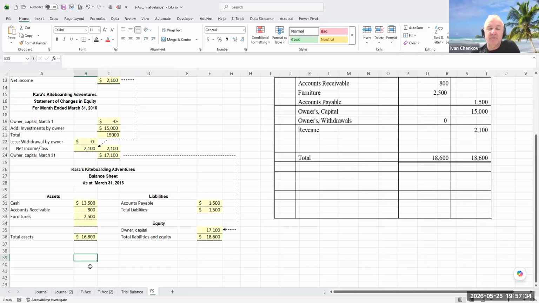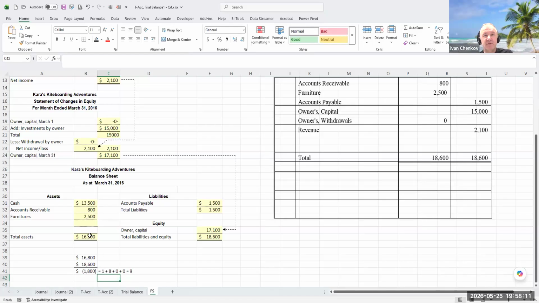So my assets are equal to 16,800 and my liabilities and equity are equal to 18,600. When I put those two together and find the difference, 16,800 minus 18,600, my difference is $1,800. What $1,800 means to me is 1 plus 8 plus 0 plus 0, which is equal to 9. 9 means transposition error.